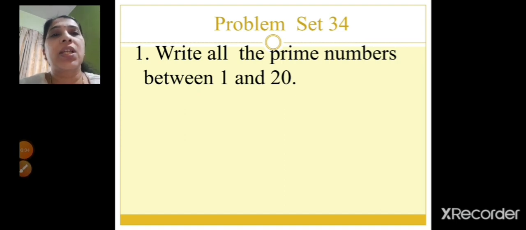The first question is, write all the prime numbers between 1 and 20. So just now we saw, children, what are prime numbers. Numbers which have only 2 factors are called prime numbers. Now between 1 and 20, we will not take the number 1 and the number 20. So from 2 to 19, which are the prime numbers that we are going to see.